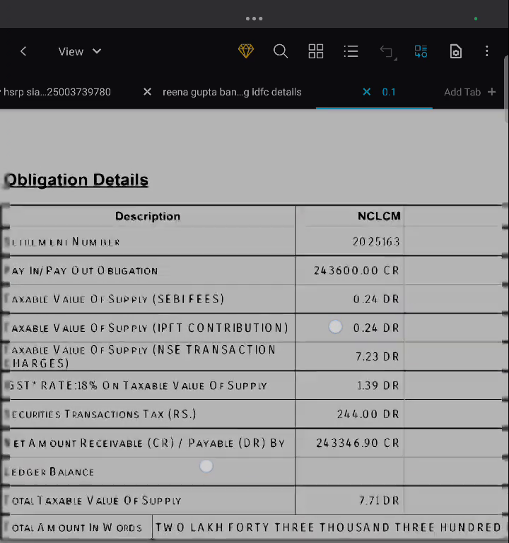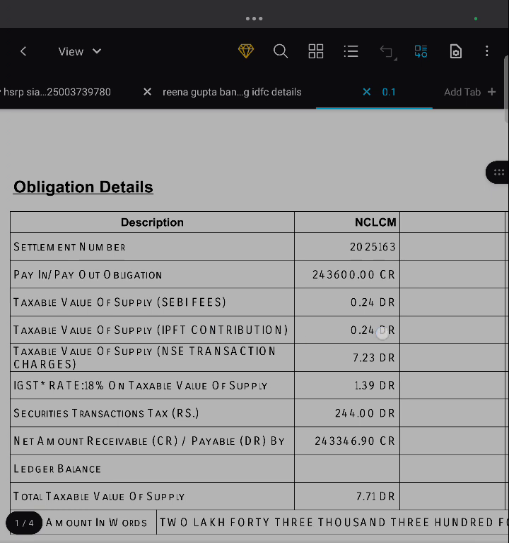See, the first charge is SEBI fees, 0.24 rupees. IPFT is Investor Protection Fund Trust, 0.24 rupees. Then the NSE transaction charge, since I traded on NSE, the National Stock Exchange, is 7.23 rupees, and 18% GST on it is 1.39 on value of supply. And the last one, the biggest one, is security transaction tax, which is 244 rupees.